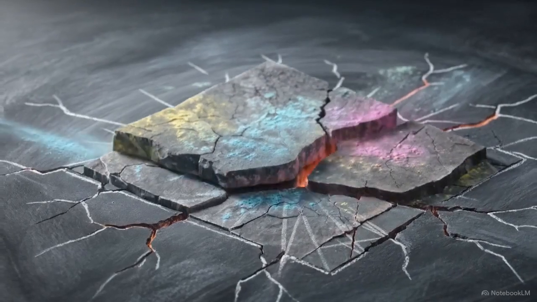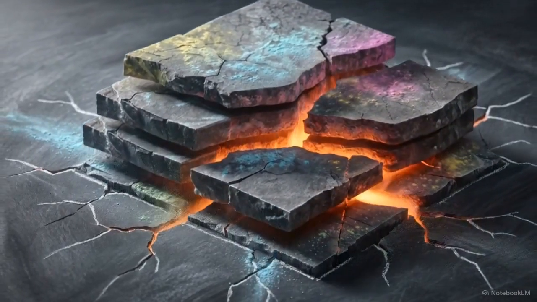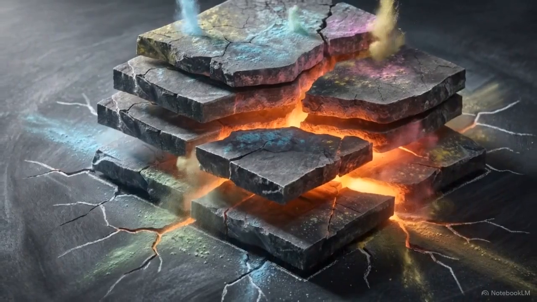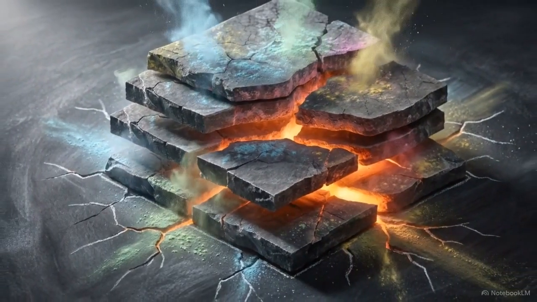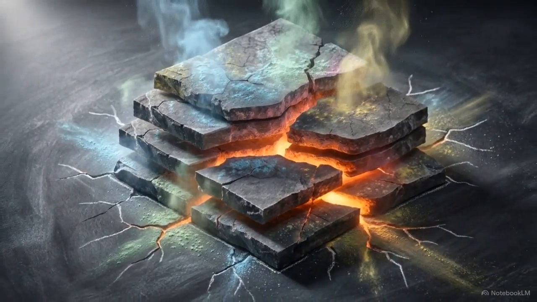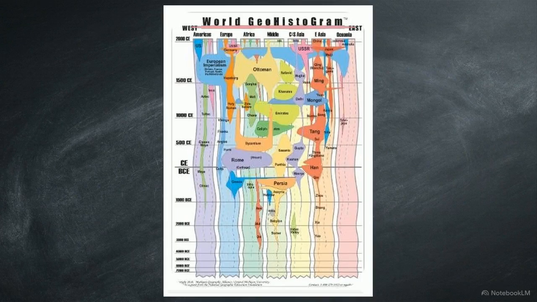Most history is taught as a sequence of isolated empires, rising, peaking, and vanishing. A civilization grows its borders and eventually collapses into ruin. This chart is the World Geohistogram. It provides a macro-level view of human civilization across time, mapping distinct political entities against geographical regions.